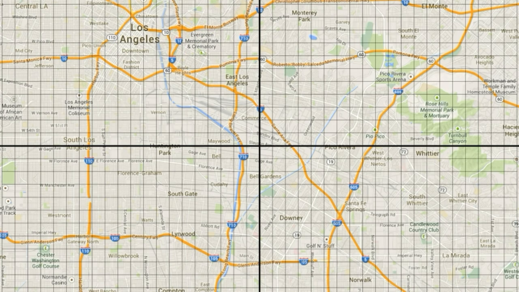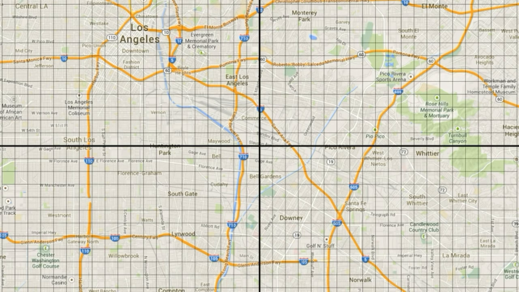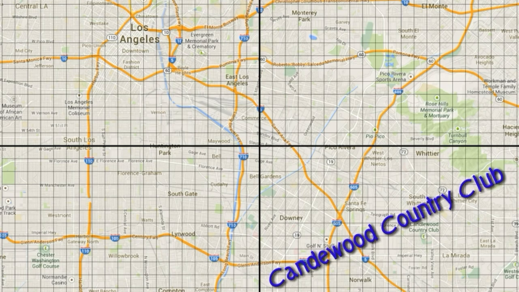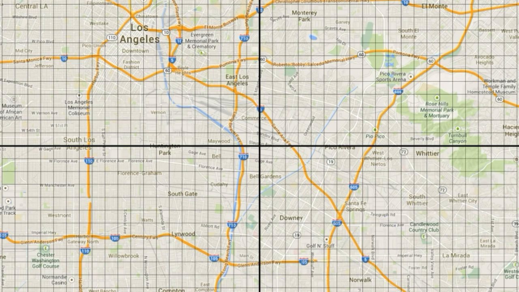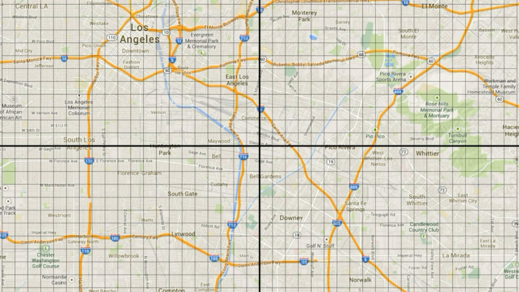The next question is, in what quadrant is the Candywood Country Club located? 3, 2, 1. Very good! The Candywood Country Club is located in quadrant 4. And the last question is, in what quadrant is the Chester, Washington Golf Course located? 3, 2, 1. It's great! The Chester, Washington Golf Course is located in quadrant 3.